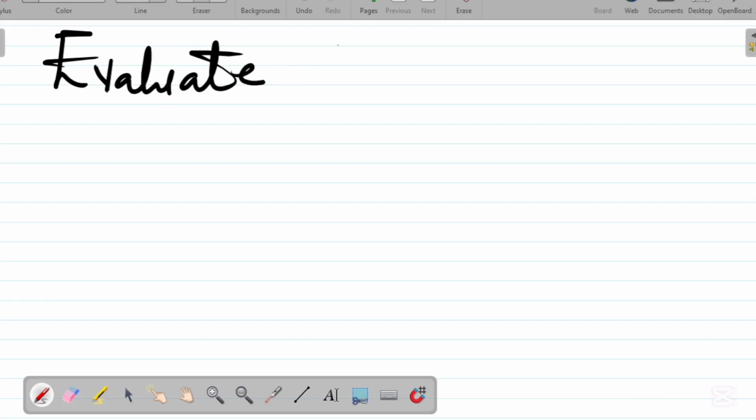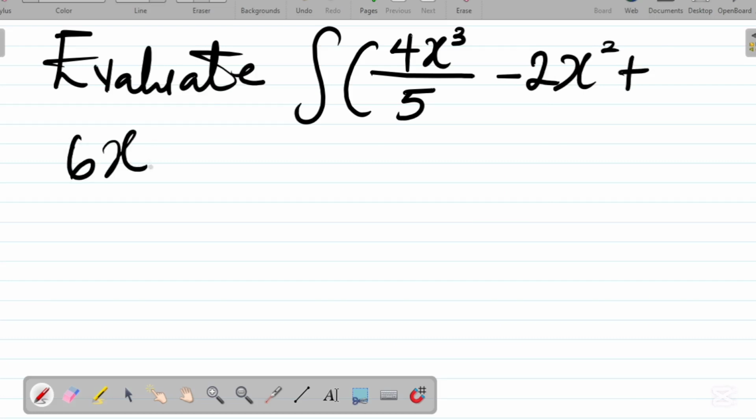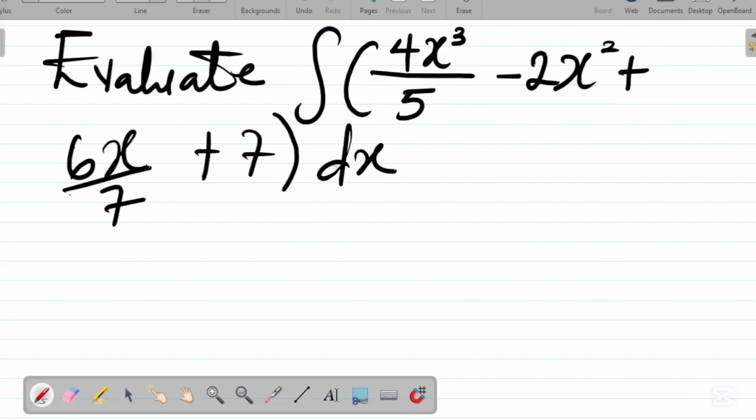All right, so let's solve the third question. Evaluate the integral of 4x raised to power 3 divided by 5, minus 2x squared, plus 6x raised to power all over 7, plus 7, and then dx. We are asked to evaluate this.